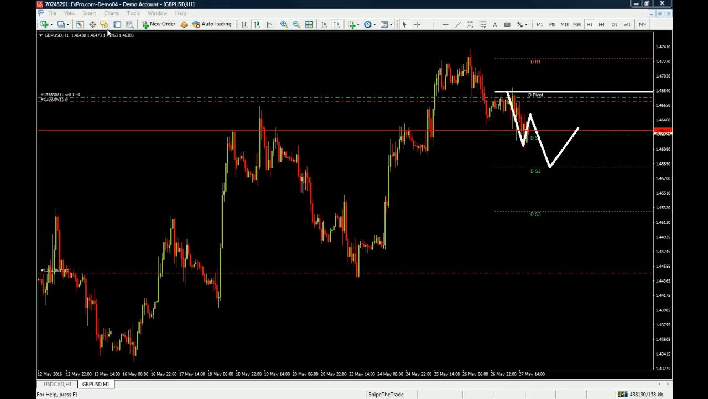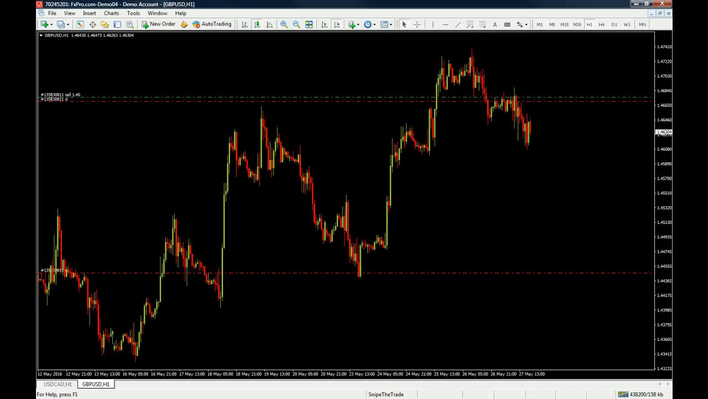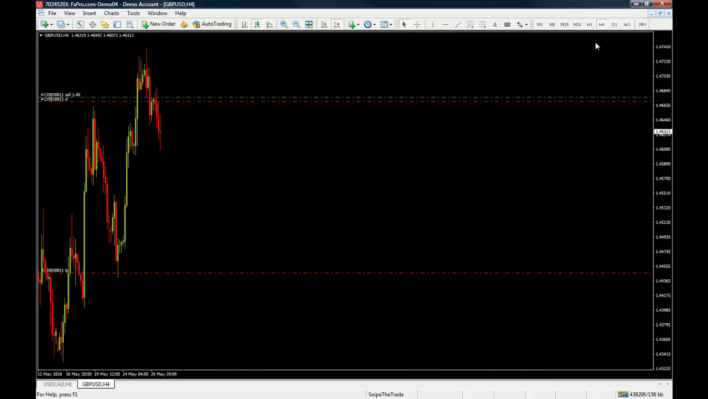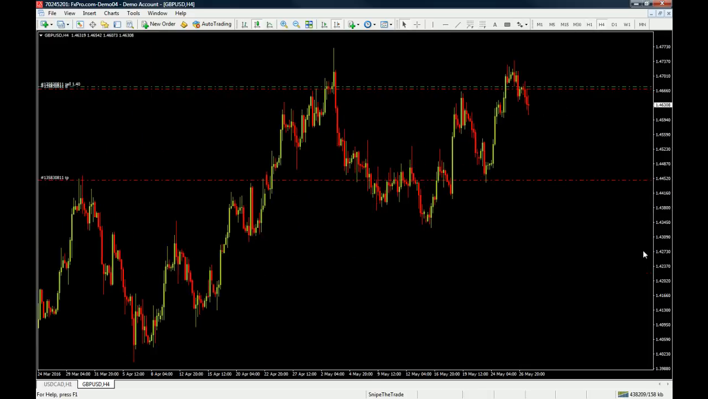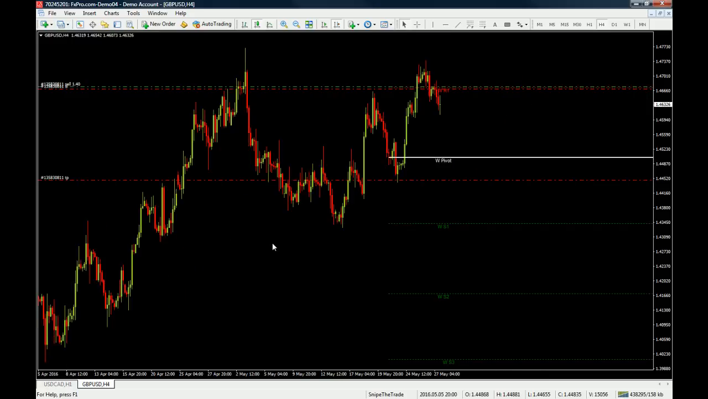Now, what we're going to do is look at the weekly pivots on a higher time frame, because there are traders that trade the 1 hour chart, there are traders that trade the 4 hour charts or even the daily chart. So we are going to do the same, but with the weekly pivots on the 4 hour chart. And right here we have the weekly pivots on the 4 hour chart.